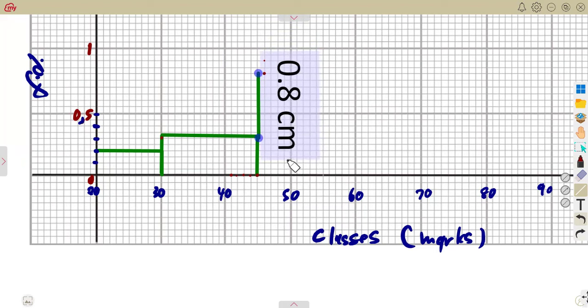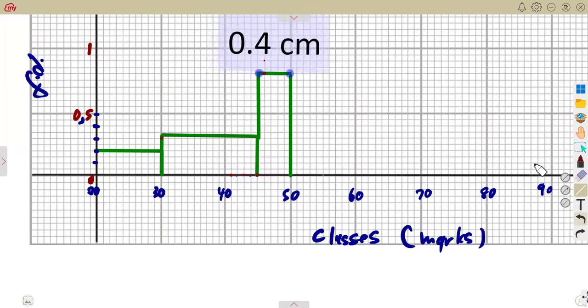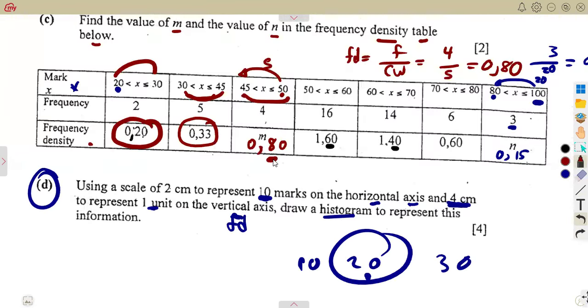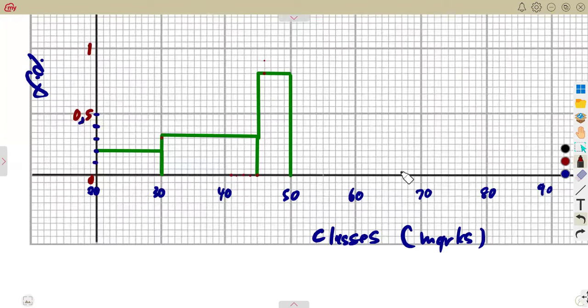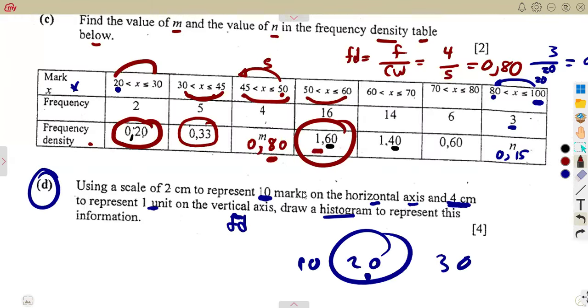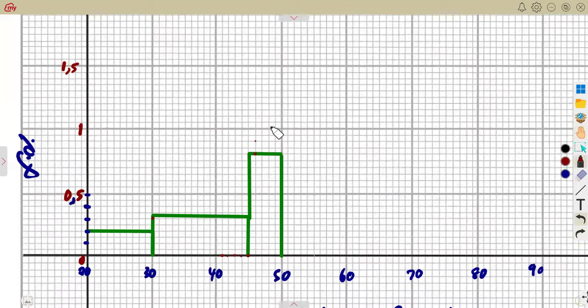0.8. And this one at 50 to that point, then you can even join these two. So this one, it's at what? 0.8. All right, 50 to 60 versus 1.6. You're supposed to be careful about 52 to 60. They are different classes, but their frequency density is 1.6. So 1.6 again, we need this one, 50 to 60, 1.6.